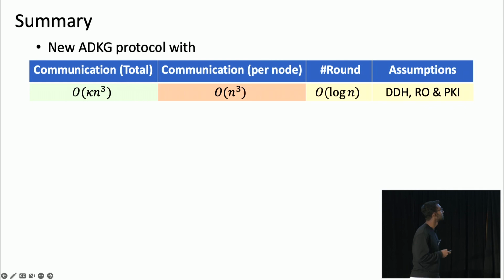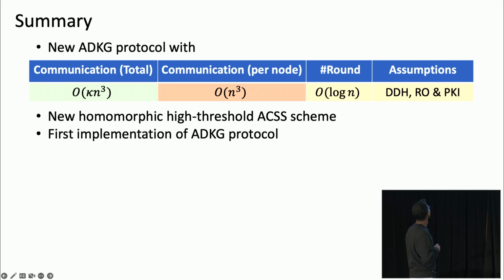We also have a new homomorphic high threshold asynchronous complete secret sharing scheme. This is the first implementation of asynchronous DKG. So we do not rely on any bulletin board, any blockchain whatsoever. It's a completely peer-to-peer protocol.